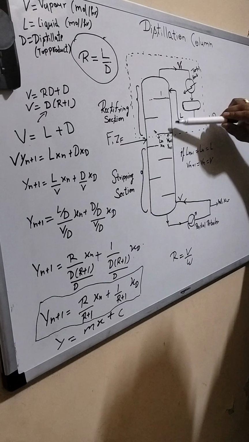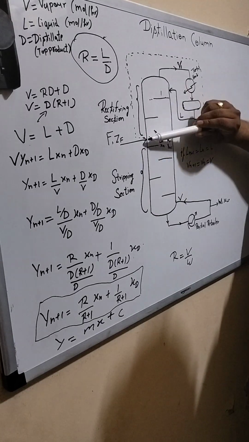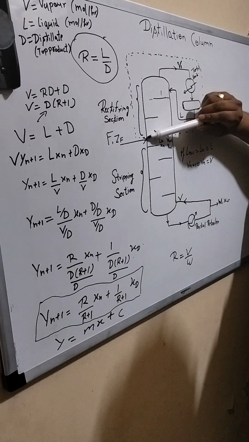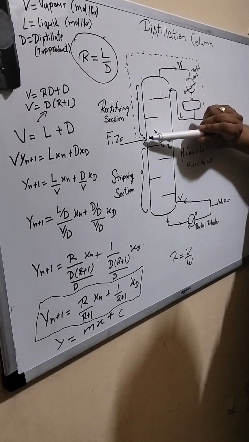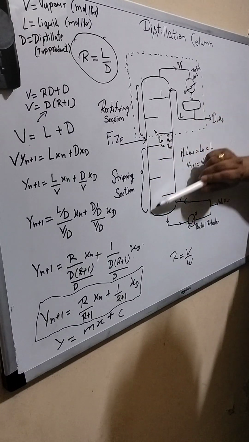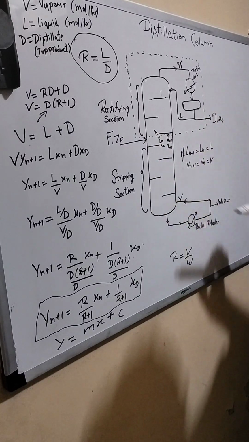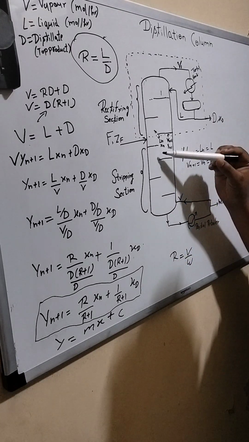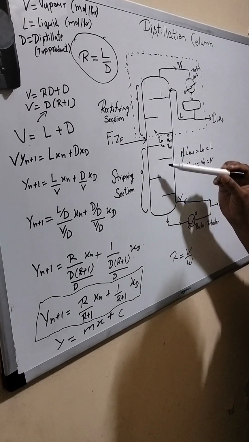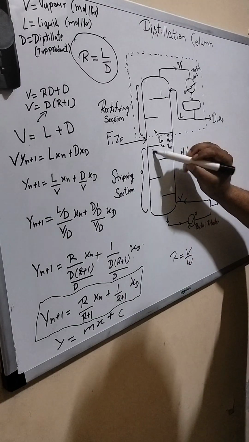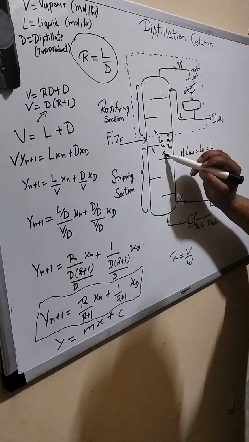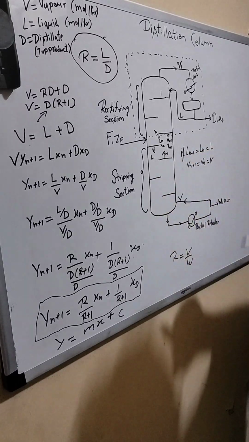The section above the feed line is known as the rectifying section, and the section below the feed line is known as the stripping section, in which the less volatile component is more in the liquid and in the vapor.